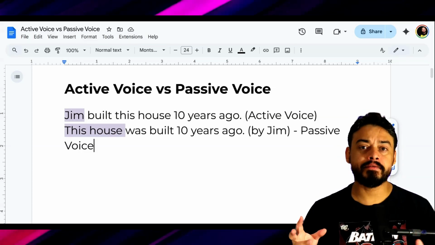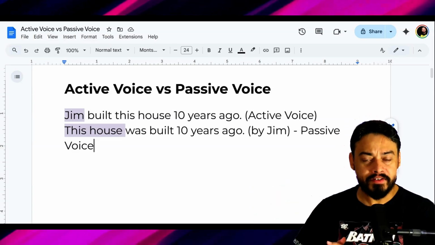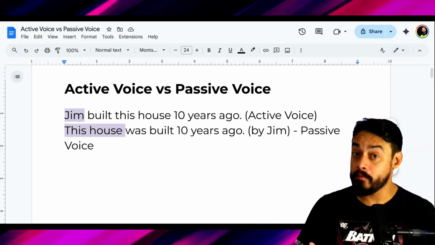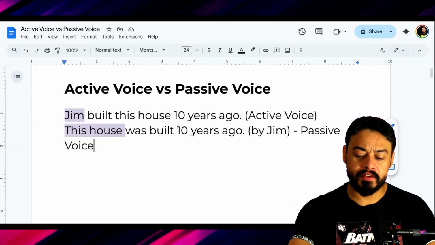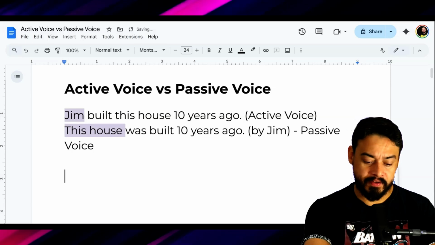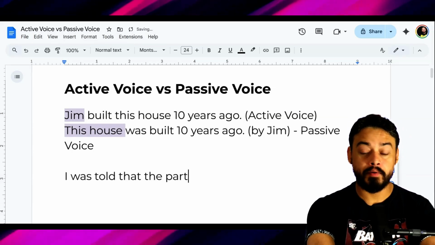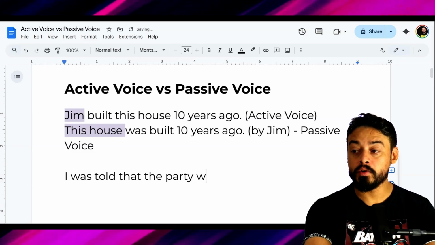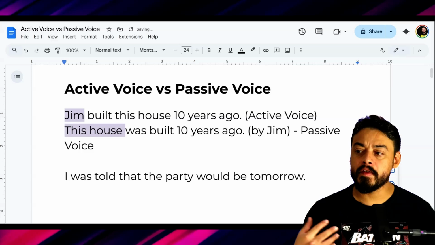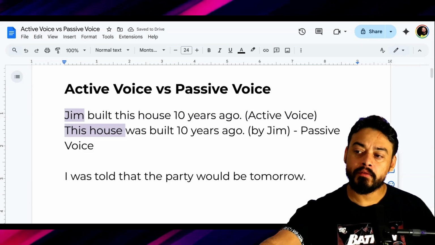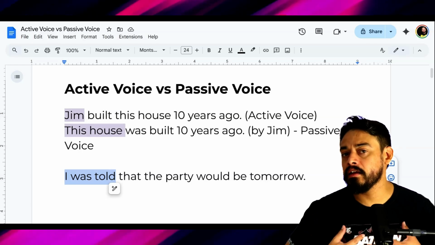Remember, active voice focuses on who performs an action. Passive voice focuses on the object that receives that action, usually. It could be a person as well. For example, what if I say this? Look, I was told that the party would be tomorrow. I was told that the party would be tomorrow. Now, this is a passive sentence as well, even though I'm talking about me, a person.